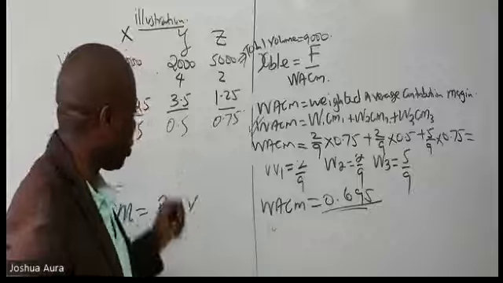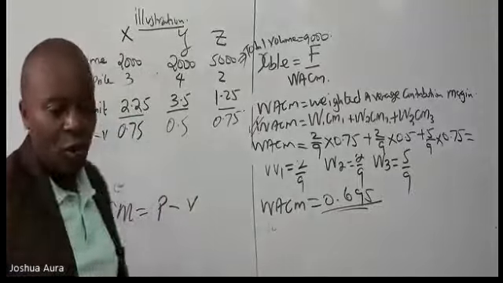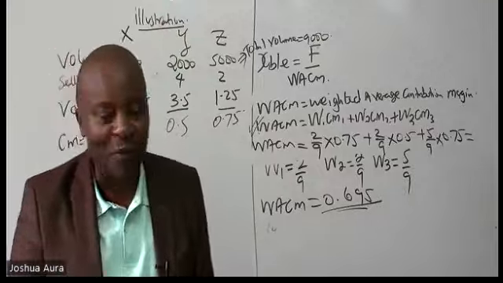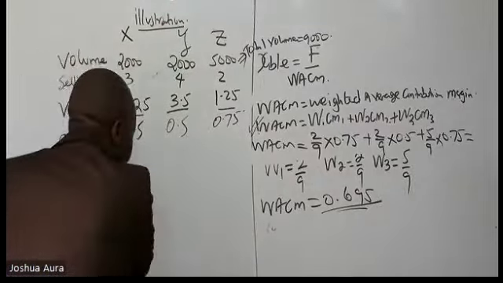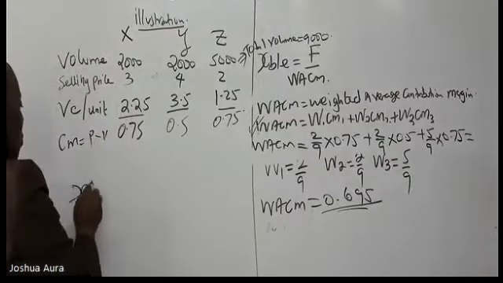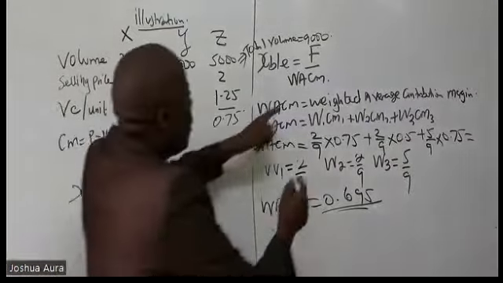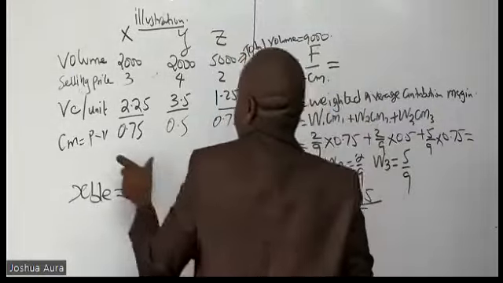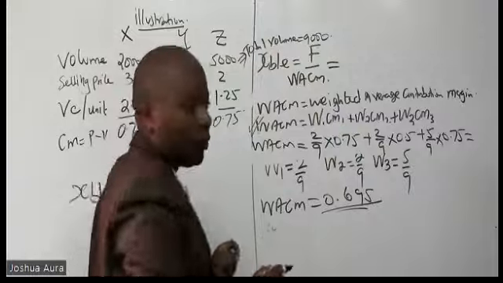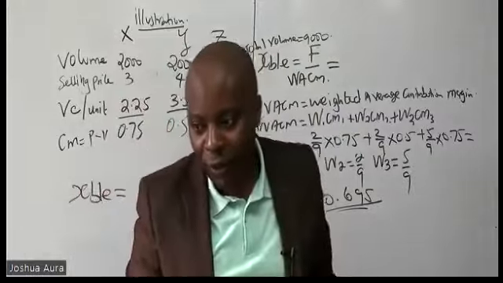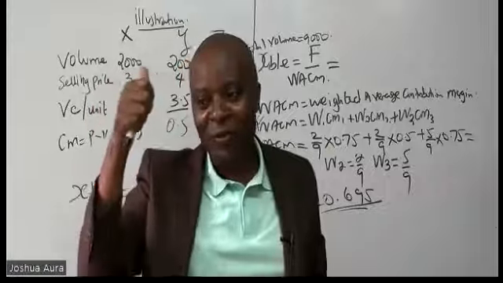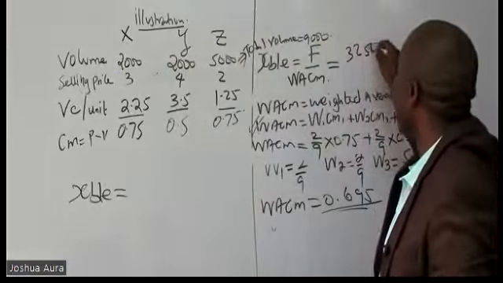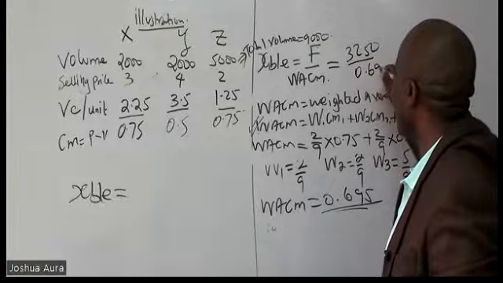0.695. It's not lost on us what they really want us to get. What these guys want us to get, ladies and gentlemen, is this simple thing. They want us to give them X break even. And they've just said here that X break even is fixed cost over the working. What is our fixed cost amount? The fixed cost amount for the firm, 3250. So then this will be 3250 divided by our 0.695.